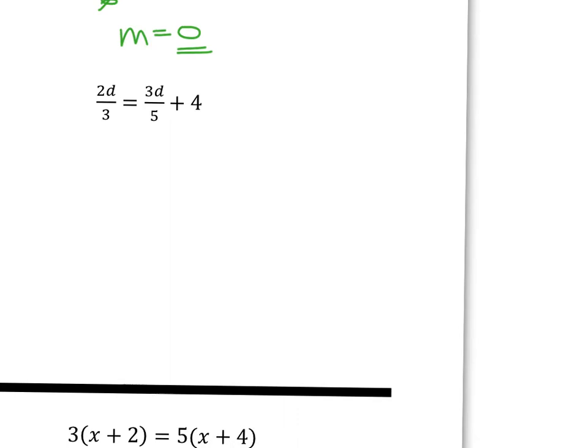For the last example, we have two fractions, and notice both of the variables are in the numerator of those fractions. 2/3 d equals 3/5 d plus 4. In this case, let's go ahead and move the 3d over 5 over, and then the 4 will already be by itself. So we're trying to isolate that variable. As always, when we want to move things over, we'll do the opposite operation.